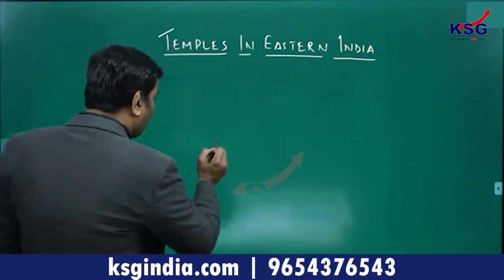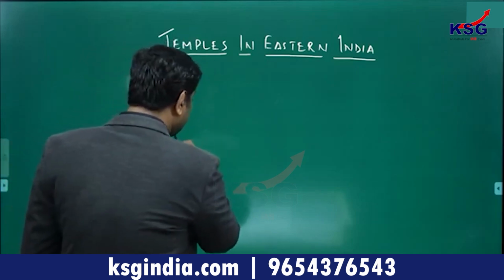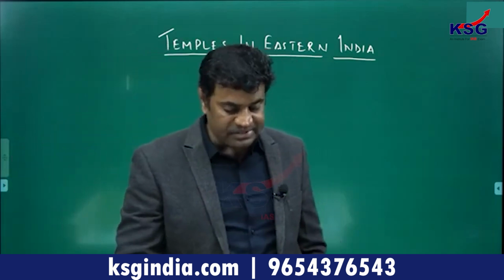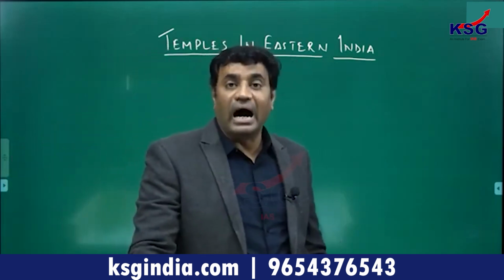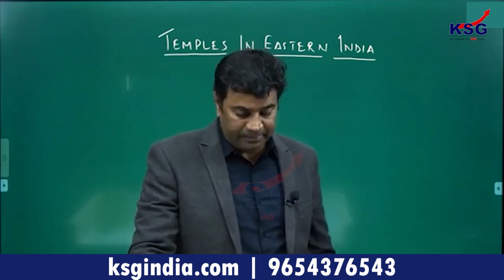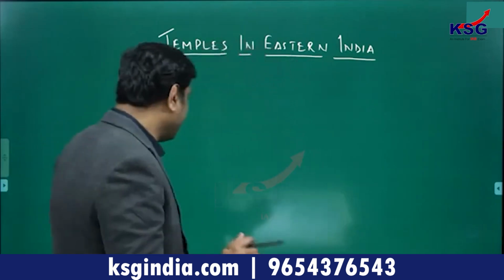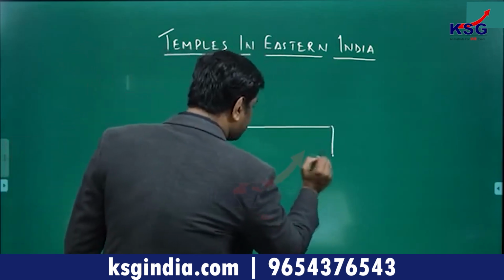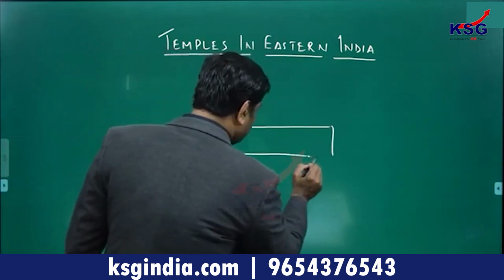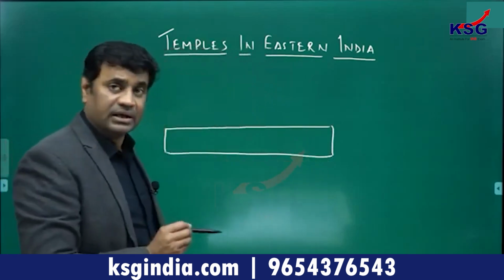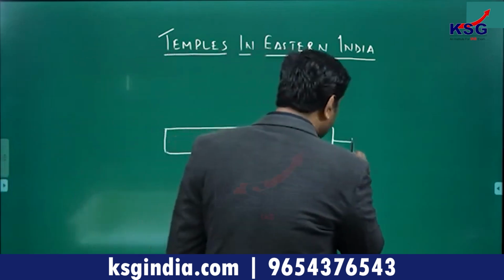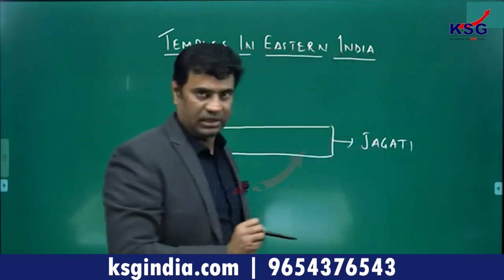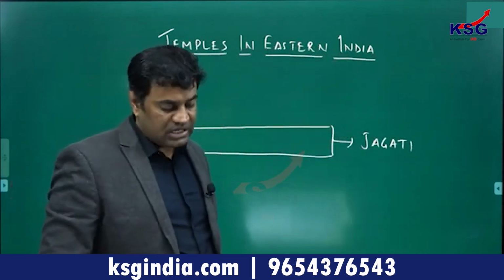The most important place in any temple is the Garbhagriha or the sanctum sanctorum, where the main idol of the god is kept. First of all, when any temple is constructed, a large platform is created. This large platform, which is the ground plan, is known as Jagati. So Jagati is the large ground plan.